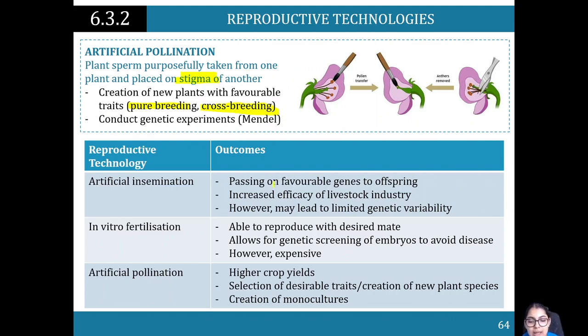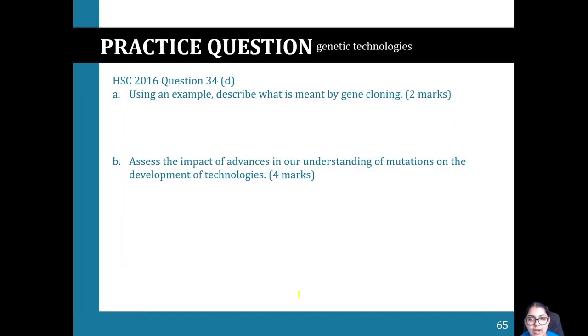Now, putting it all together, here are the outcomes. Artificial insemination leads to the passing on of favorable traits and genes to the offspring and increased efficacy of the livestock industry, however it can lead to limited genetic variability. In vitro fertilization is able to reproduce with a desired mate and allows for genetic screening of embryos to avoid disease, however it is expensive. Artificial pollination leads to higher crop yields, selection of desirable traits, and also to the creation of monocultures.